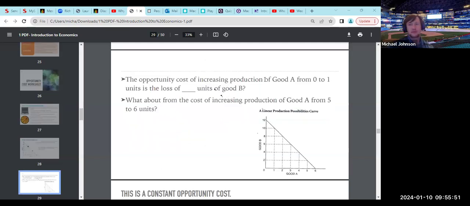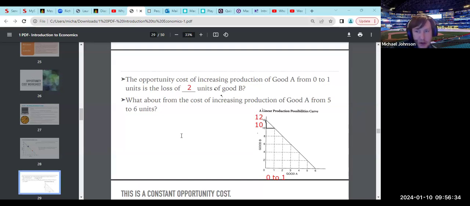In this case, the opportunity cost of increasing production of good A from 0 to 1 units is a loss of 2 units of good B. I'll show you why. Good A goes from 0 to 1, and then good B goes from 12 to 10, so you would lose 2 units of good B.